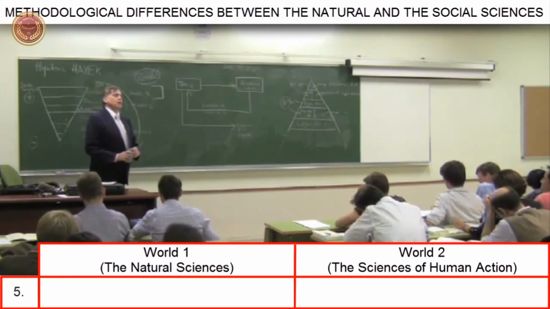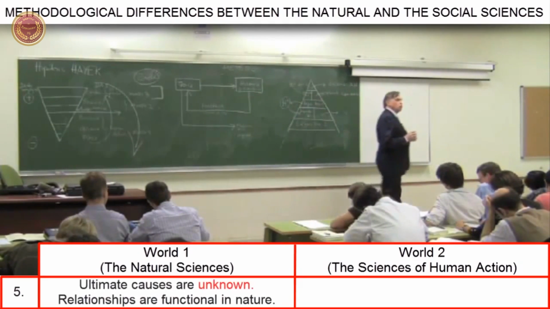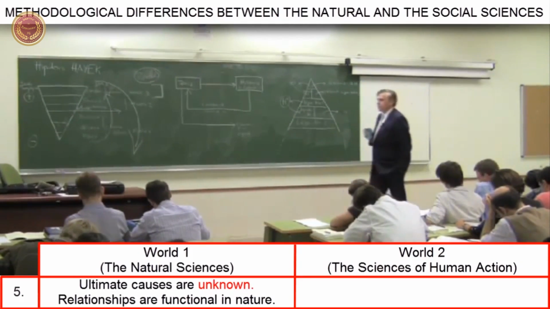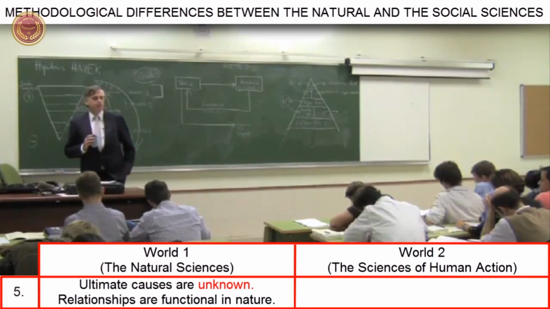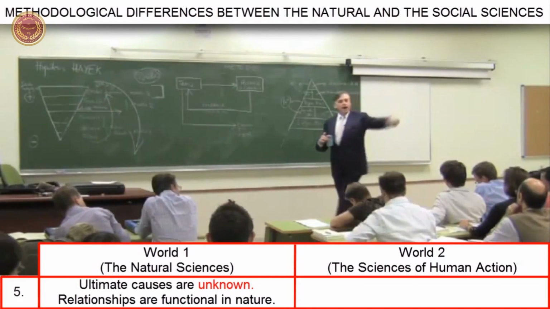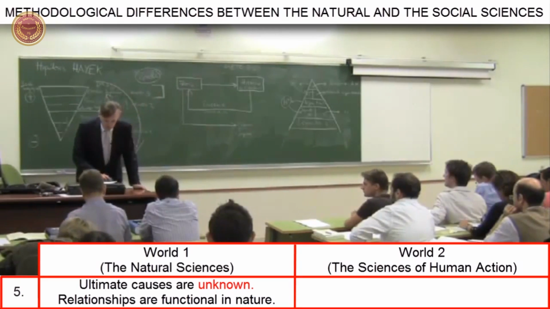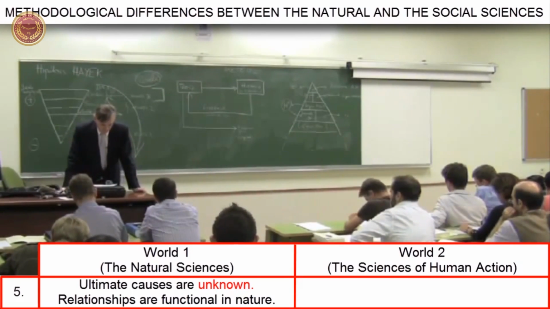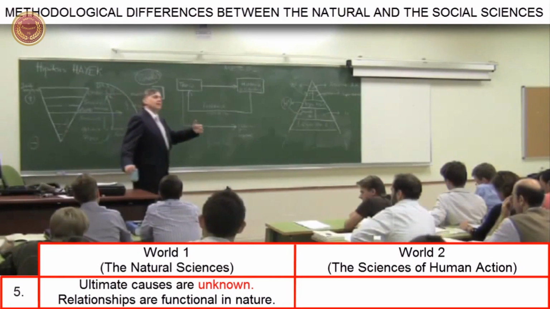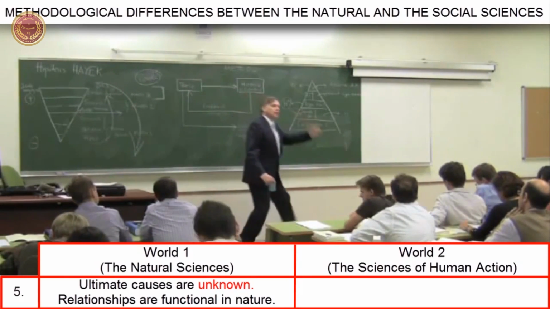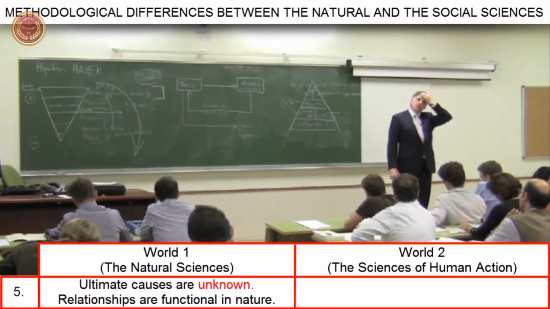In the world of the natural sciences, the ultimate causes of phenomena are unknown. What is the ultimate cause of the law of gravity? There is always another cause to which we can attribute studied phenomena. In fact, natural science never ends, because a further cause is always discovered.